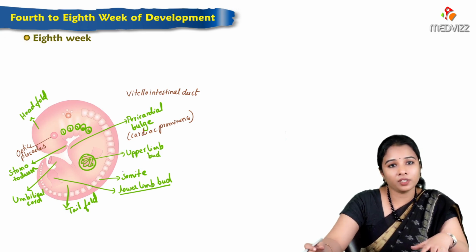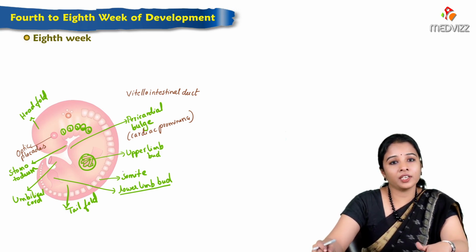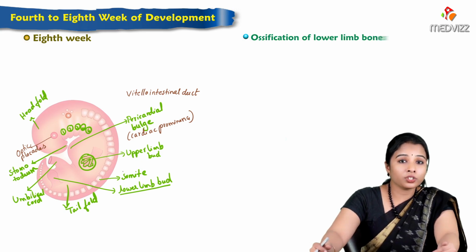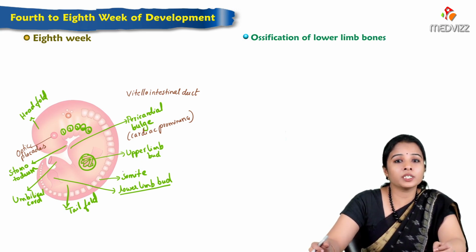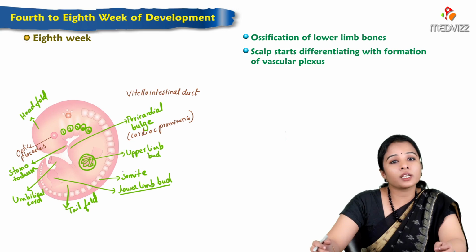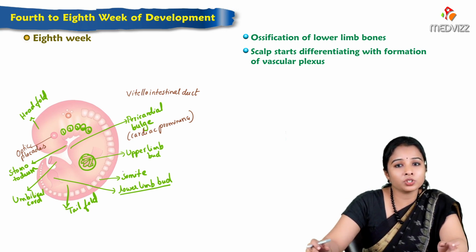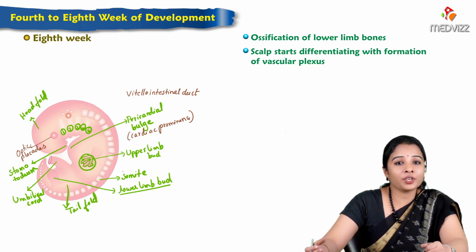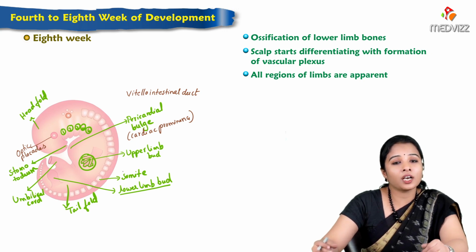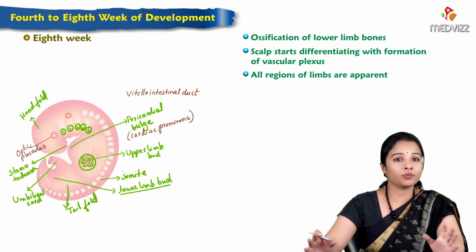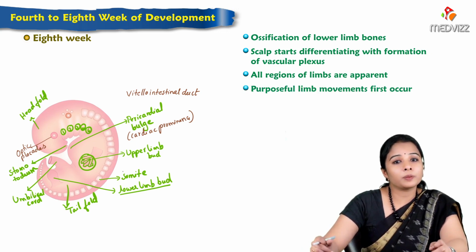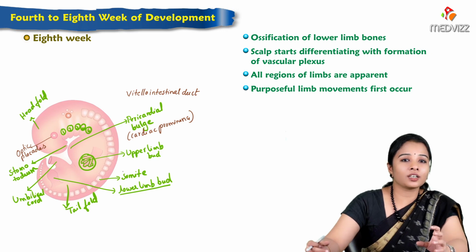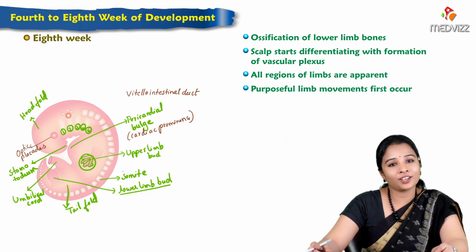And moving on after the 7th week, in the 8th week we see the ossification of lower limb bones begin. The scalp starts differentiating with the formation of vascular plexus. So we see the development of the scalp also. At the end of the 8th week, all the regions of the limbs are apparent now. So now we can distinguish all the 4 limbs of the embryo. And purposeful limb movements first occur during the 8th week of intrauterine life.